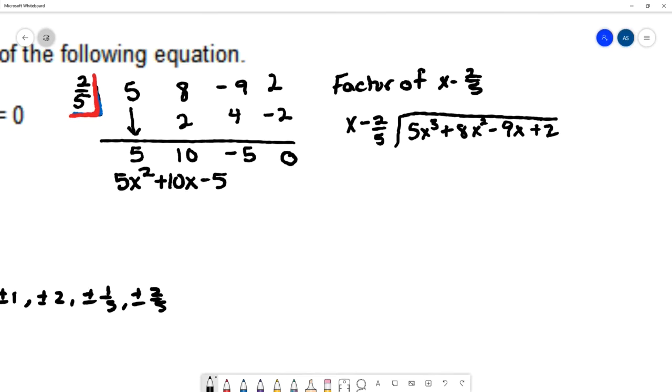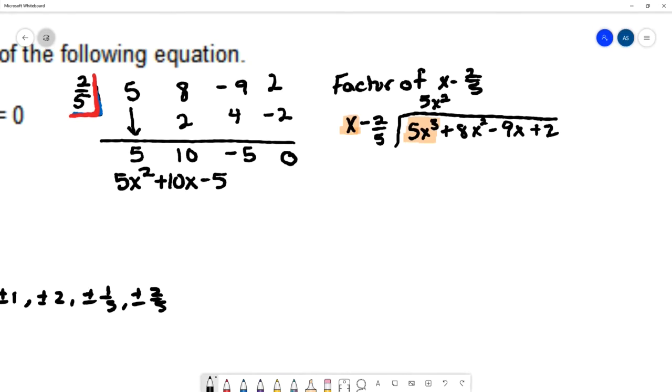So when you use long division instead of synthetic division, this is what it looks like. And you're going to start off trying to match this x with this 5x cubed. So you're going to multiply by 5x squared.